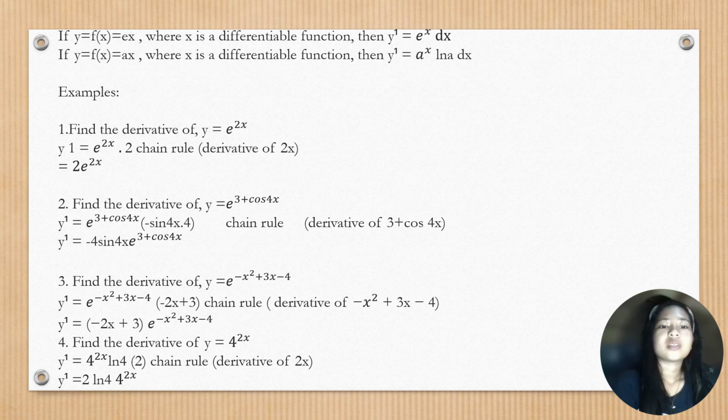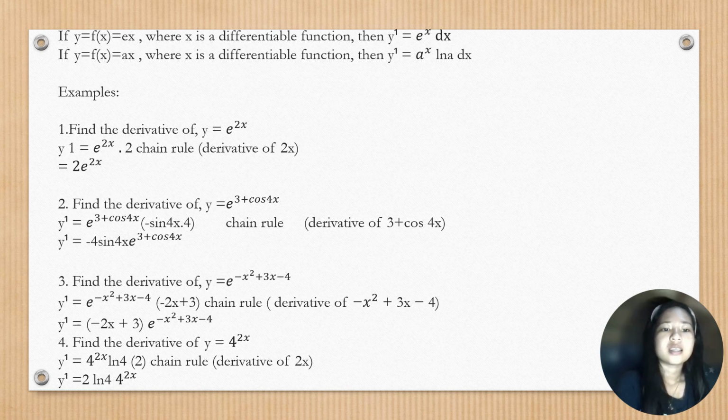Next is number 2, the derivative of y is equal to e raised to the power of 3 plus cos 4x. So y prime is equal to e raised to 3 plus cos 4x times the derivative of the exponent, using the chain rule. The derivative of 3 plus cos 4x is negative sine 4x times 4. So first, transfer the coefficient: negative 4 sine 4x, then copy the e raised to the power of 3 plus cos 4x. So it's just a simple derivative.